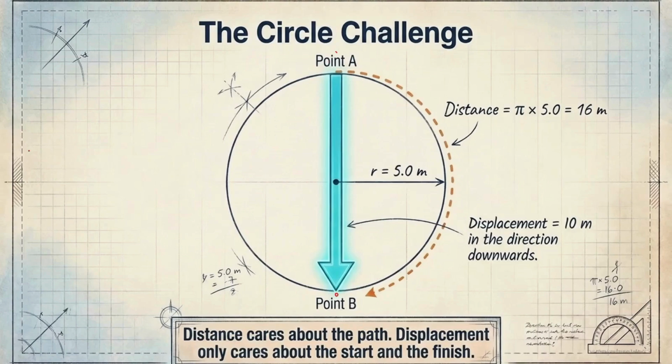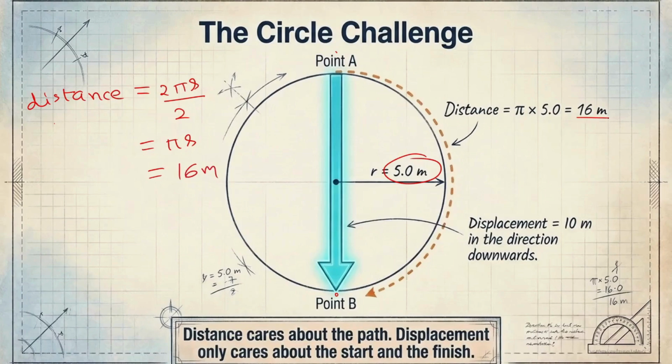Now, in the case of distance, the person moves along the circumference, meaning half of the circumference. The circumference of any circle is given by 2 pi r, but it covers half of the circumference, so divided by 2, and it will give us pi r, and the radius given here is 5 meters. Now if you multiply this, you will get about 16 meters. Now this is all about distance.